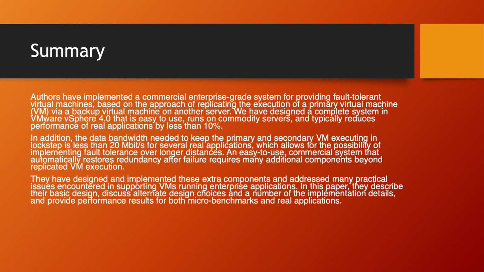In addition, the data bandwidth needed to keep the primary and secondary virtual machines executing in lockstep is less than 20 megabits per second for several real applications, which allows for the possibility of implementing fault tolerance over longer distances. An easy-to-use commercial system that automatically restores redundancy after failure requires many additional components beyond replicated virtual machine execution. They have designed and implemented these extra components and addressed many practical issues in supporting virtual machines running enterprise applications.